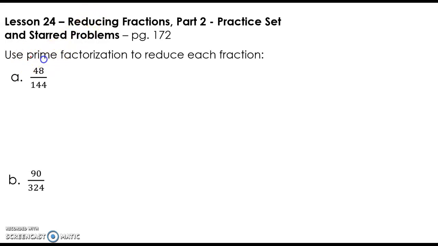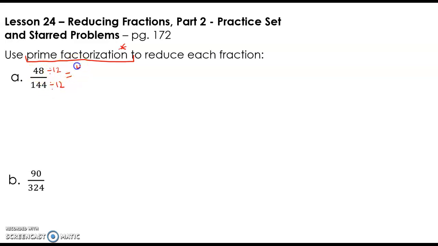So this says use prime factorization to reduce. I'm not a big fan because this is hard as it is, so let me show you how I do it. It doesn't matter to me how you reduce a fraction as long as you reduce it to its lowest form, whether you use prime factorization or not. So I look at 48 and 144 and I think they're both divisible by 12. So I'm going to give that a shot.